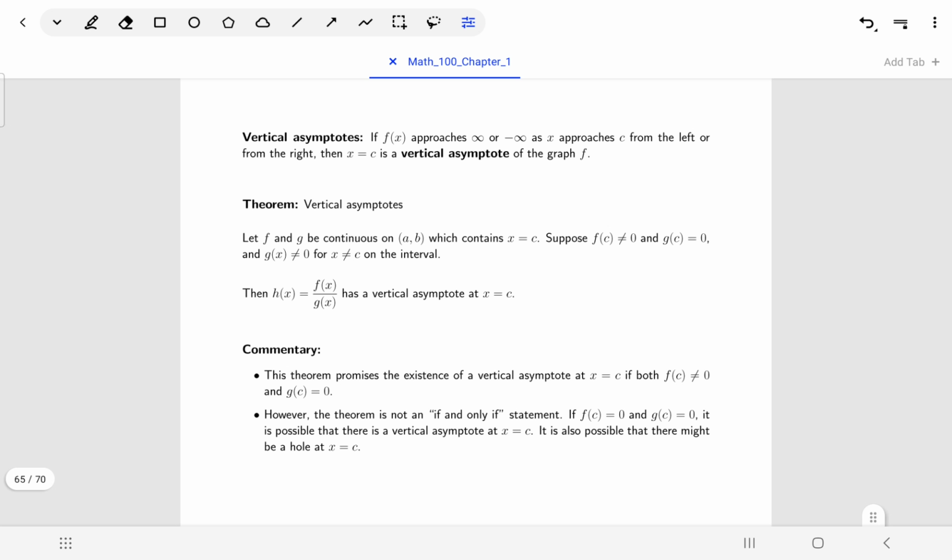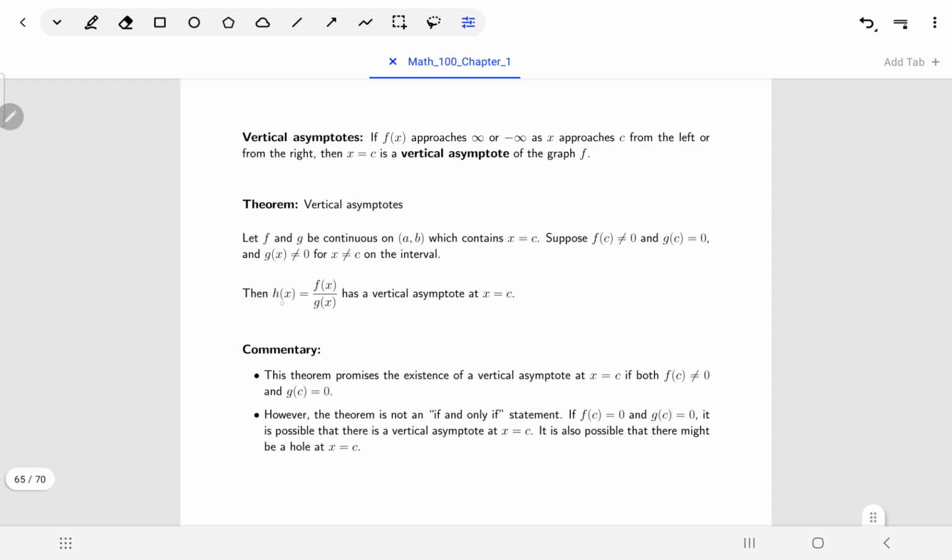Maybe it's doing different things on alternate sides. But either way, as long as the graph is doing one or the other flavor of infinity on both sides of C, then the function has a vertical asymptote at C. So we need a way to detect the existence of these vertical asymptotes, and here's a theorem that can help us out.